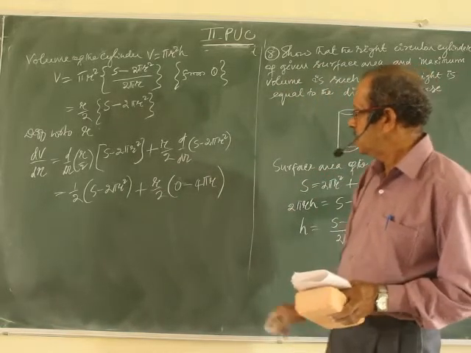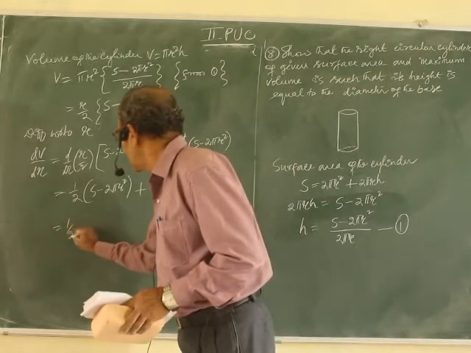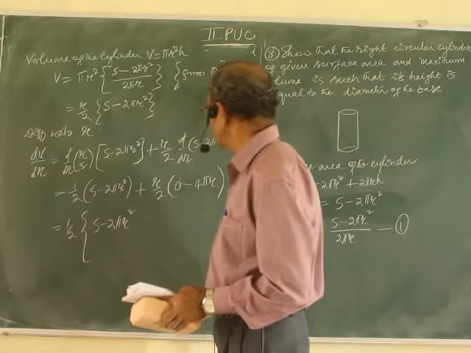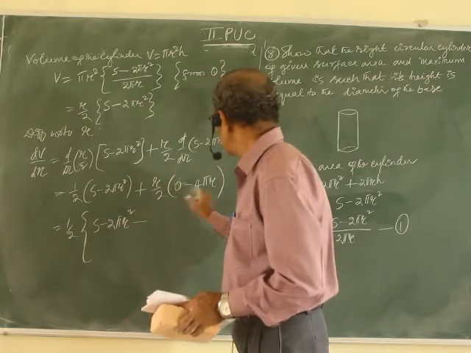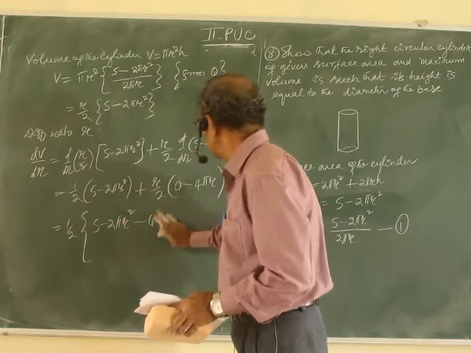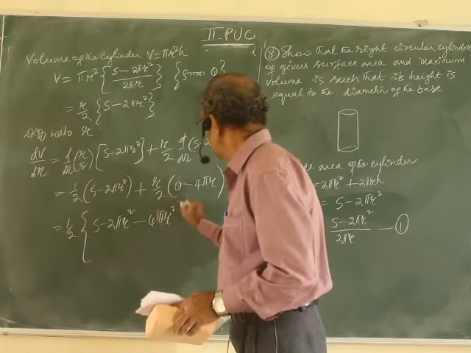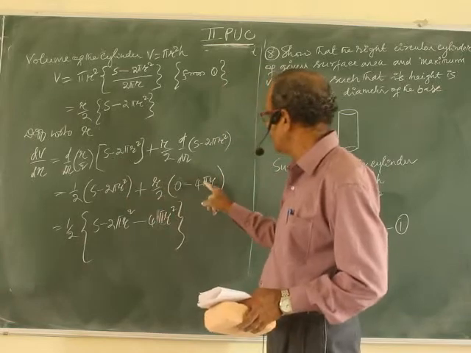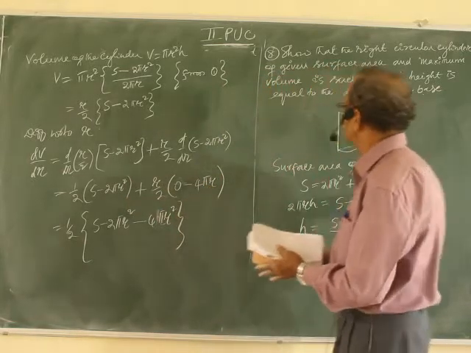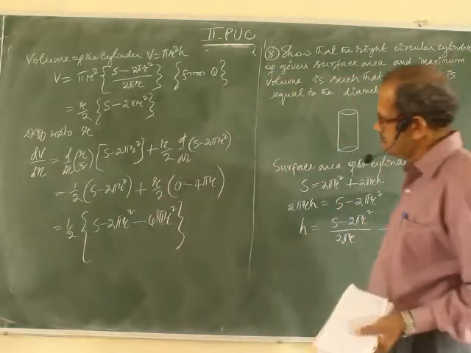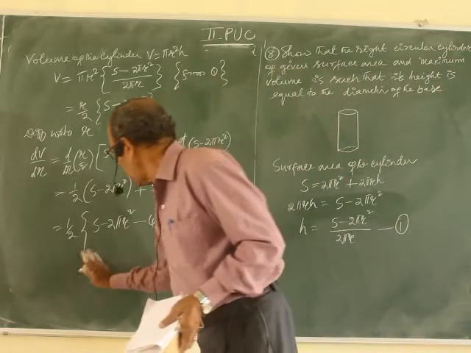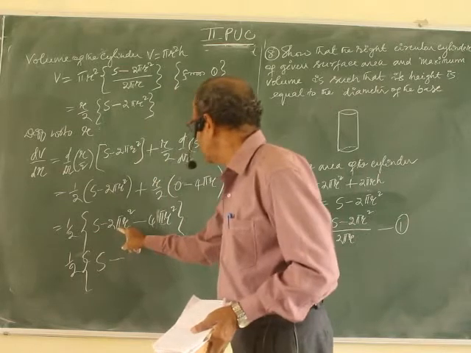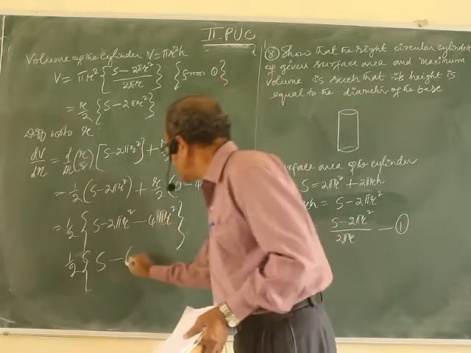Now, can we simplify that? Half into S minus 2 pi r square, minus, r by 2 is taken outside, r into 4 pi r square, correct, no? Or it is half into S minus 2 pi r square minus 4 pi r square, that is S minus 6 pi r square.